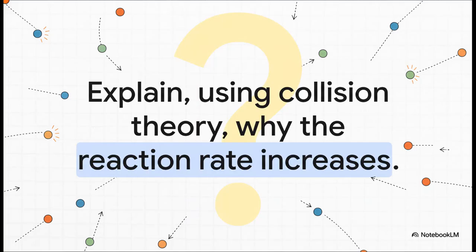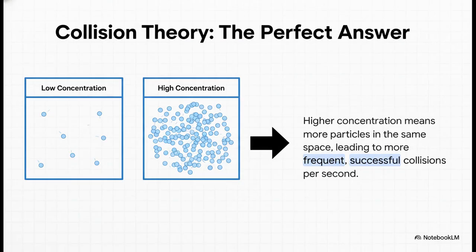Let's look at a classic exam question you might get. Something like this. Now, pay attention to the words they use, like explain and using collision theory. These aren't suggestions, they're direct orders. The examiner is telling you exactly what they want to see in your answer. So what does that perfect answer look like?